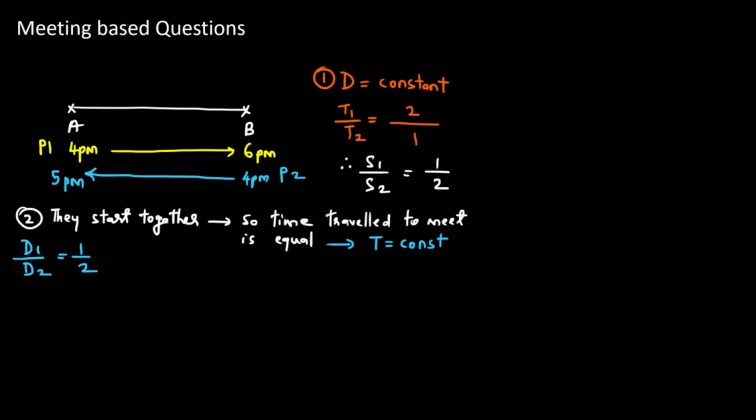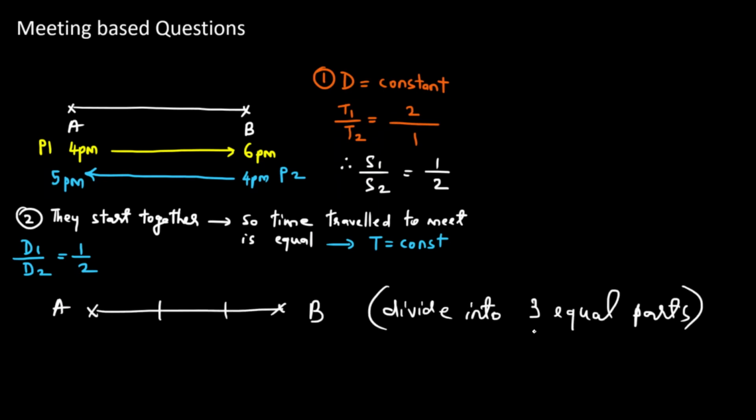Alright, now over here we have the distance AB, and let's divide it into 3 equal parts. Why 3 over here? Because the ratio between D1 and D2 is 1 by 2. So you do 1 plus 2, that's equal to 3. So we divide the distance between A and B into 3 equal parts. Alright, now the distance traveled by person 1 will be 1 time this part. So if this is X, this is X, this is X, the distance traveled by person 1 would be X, and the distance traveled by person 2 will be 2X.